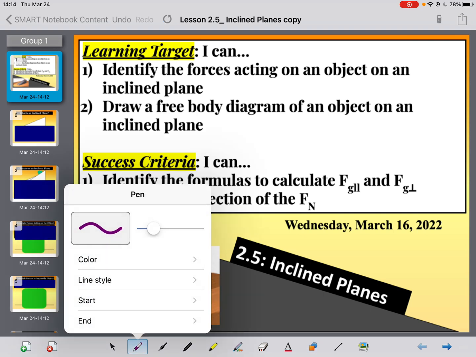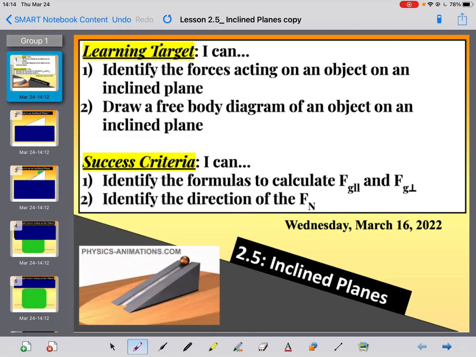So let me circle them. So these are going to be new for us, these guys right here, and we're also going to be able to identify the direction of the normal force.